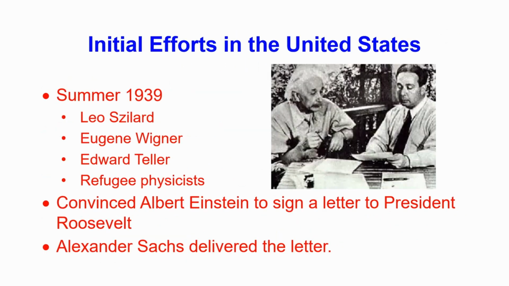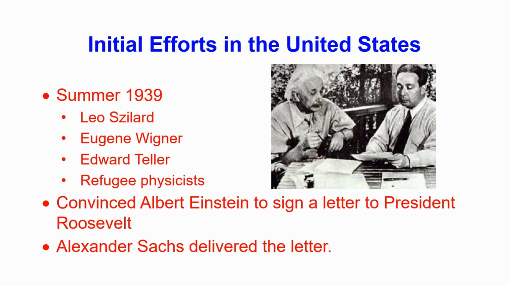Now, as a result of all this, a lot of work started in the United States right away, and a lot of the Jewish immigrants were worried that Germany already had a head start. And so 3 of these refugees, Leo Szilard, Eugene Wigner, and Edward Teller, convinced Albert Einstein to write a letter to President Roosevelt asking him to start a research effort in this area.